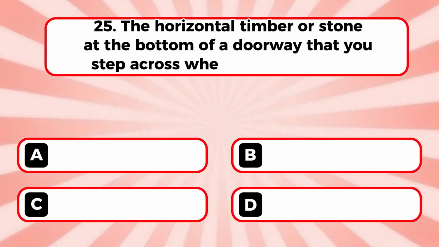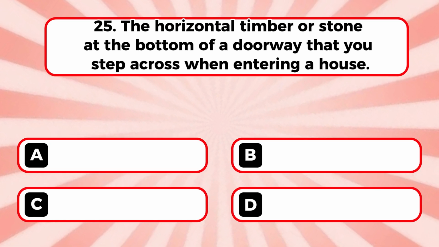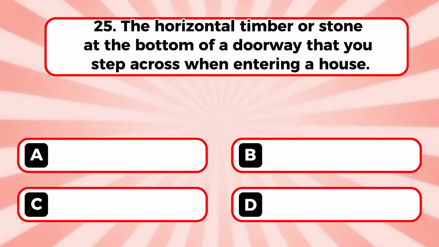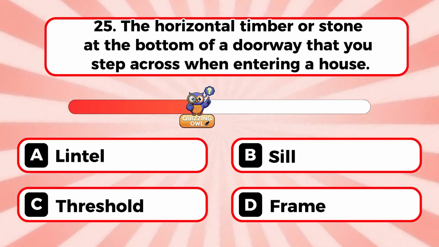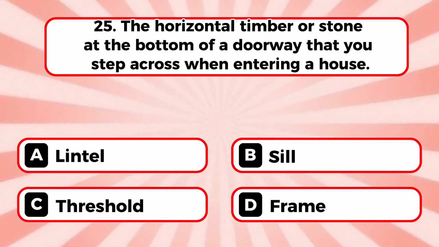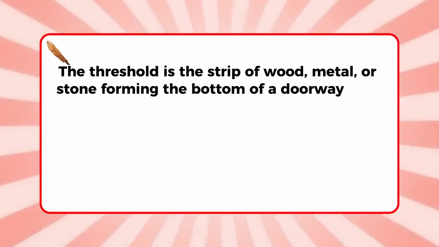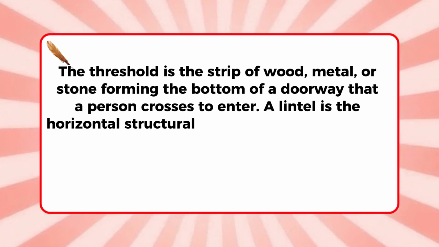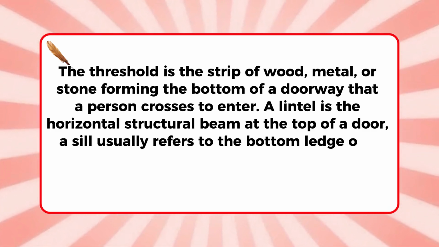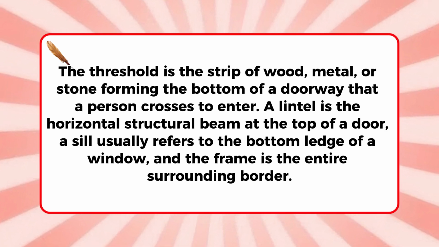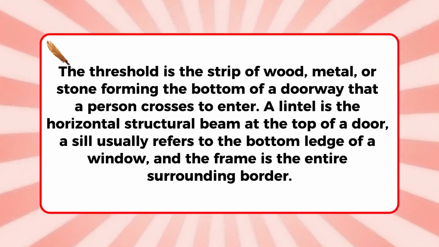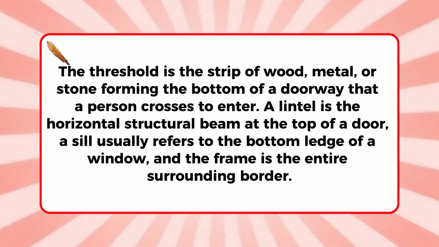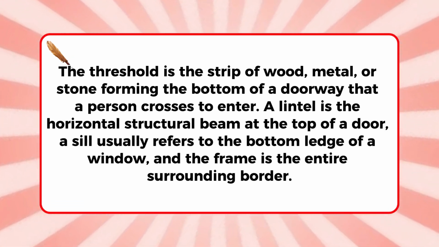25. The horizontal timber or stone at the bottom of a doorway that you step across when entering a house. The threshold is the strip of wood, metal, or stone forming the bottom of a doorway that a person crosses to enter. A lintel is the horizontal structural beam at the top of a door. A sill usually refers to the bottom ledge of a window, and the frame is the entire surrounding border.